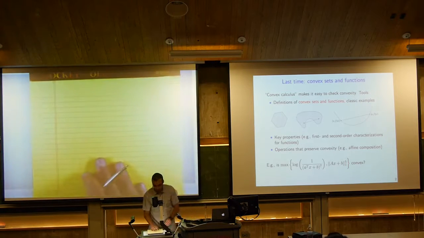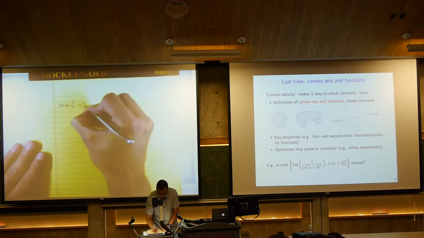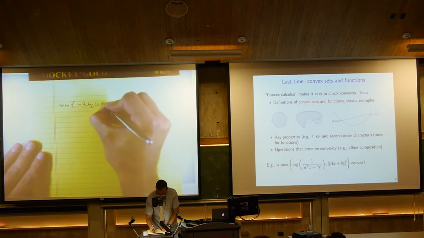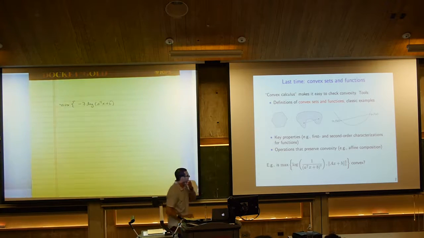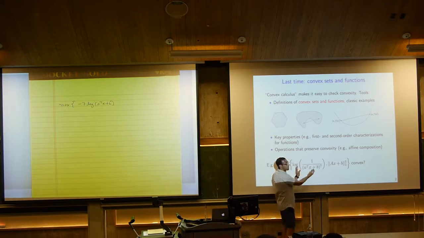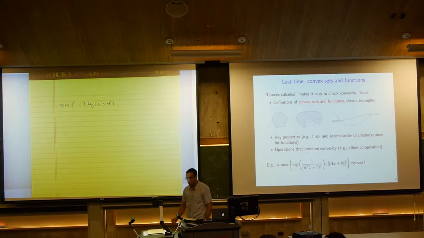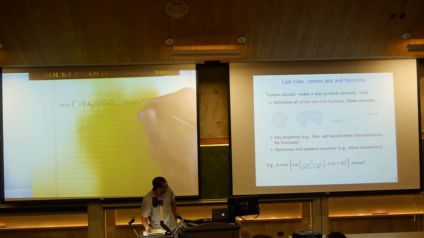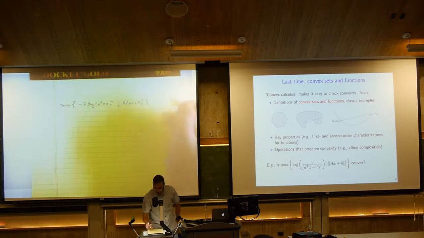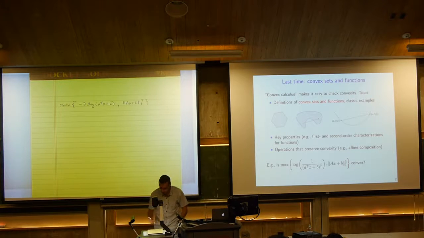Slightly easier actually, let's rewrite this function in the following way. Let's just pull out a minus 7 log of A transpose x plus b. What I did was write this as A transpose x plus b to the power of minus 7, and then I used the property of log that I can always pull powers out to the front. That'll make things a little bit easier. So let's first address these affine compositions. We should be able to look at this and say that it suffices to check convexity of this.